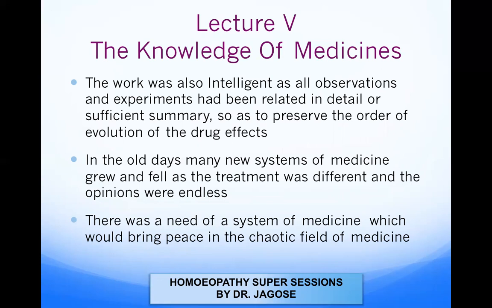In the old days, many new systems of medicine grew and fell, as the treatment was different and the options were endless. As you all know, during Hahnemann's time there were many systems of medicine. Each system had its growth and its fall. Why? Because their treatment was different and the options were endless. So many opinions were there. There was a need of a stable system of medicine which would be trustworthy, which would be genuine, and which would bring peace in the chaotic field of medicine.